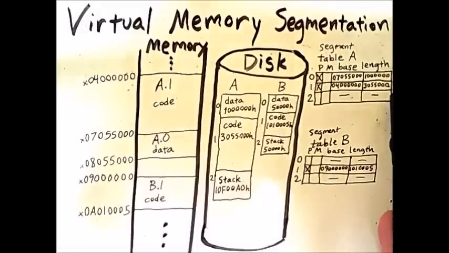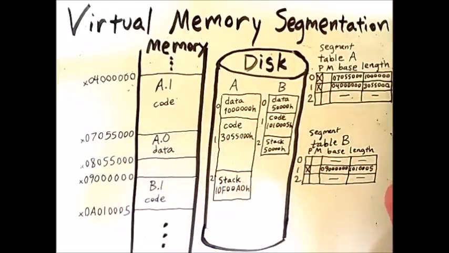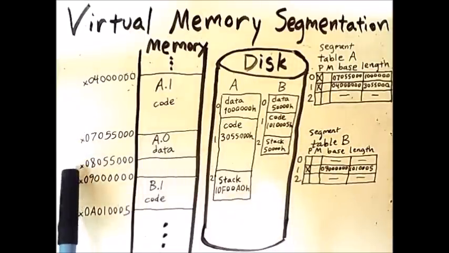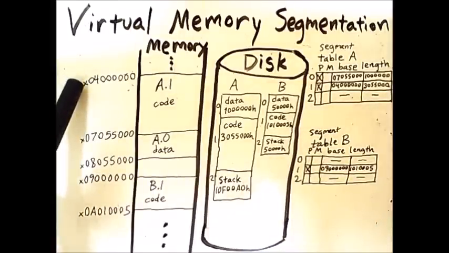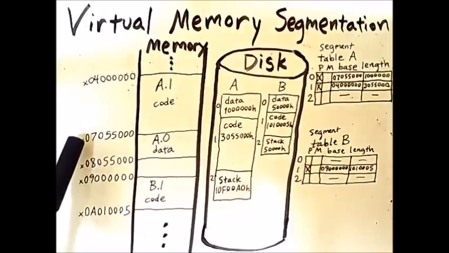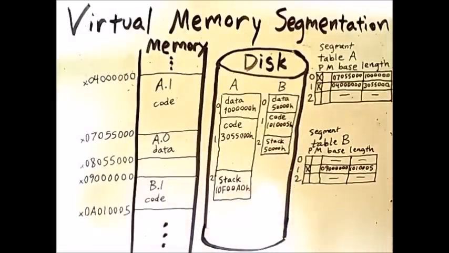We also have the lengths of the segments. So segment 0 of process A has this length, and as I already indicated, if I add 1000000 hex to this hex base address, I get this ending address of that segment. And similarly, if I add this hex value to this base address, I would get this address, which is both the end of A's segment 1 and the beginning of A's segment 0. Similarly, process B has segment 1 at this address in memory.